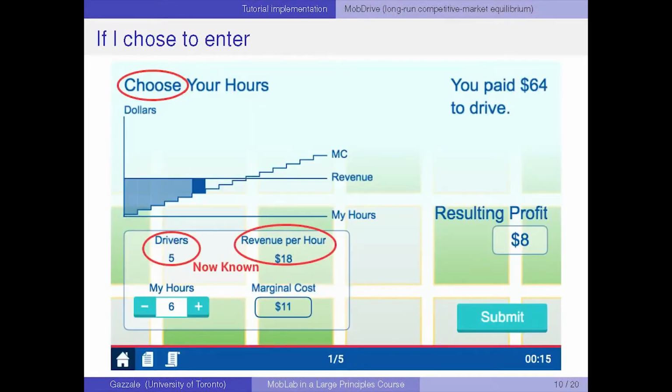This is one of the MobLab screens. In this case, this is a driver who had entered. There are 5 drivers who have entered. Because 5 drivers have entered, the revenue per hour is here. The student who has entered then gets to choose the number of hours. And as they change the number of hours, the marginal benefit goes up. And this is a nice graphical representation of do something as long as marginal benefit is at least as large as marginal cost.